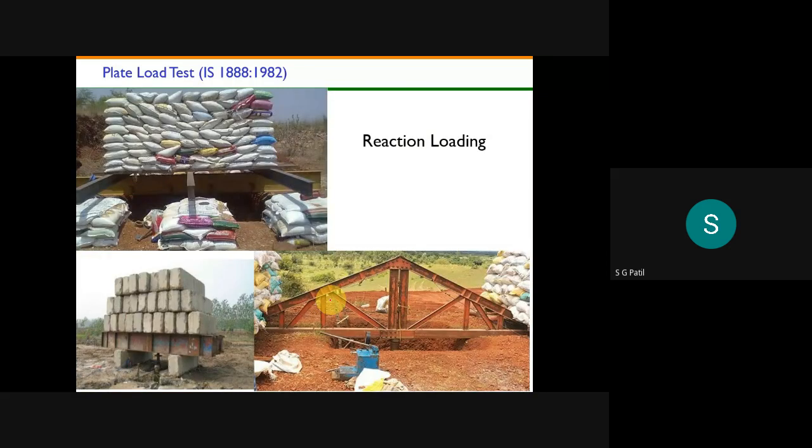And again, some other field photos here. This is the Kentledge. This is the pit. Inside the pit, we will put these jacks, and then we will apply the pressure.